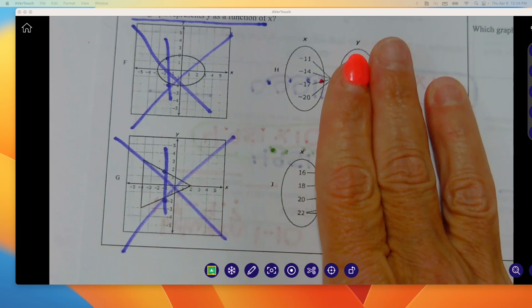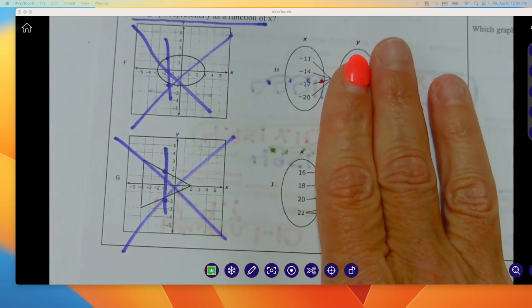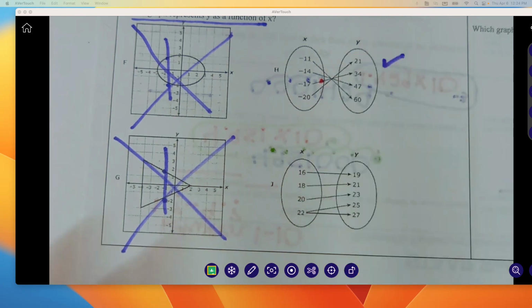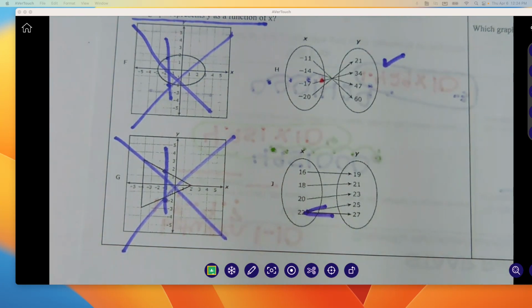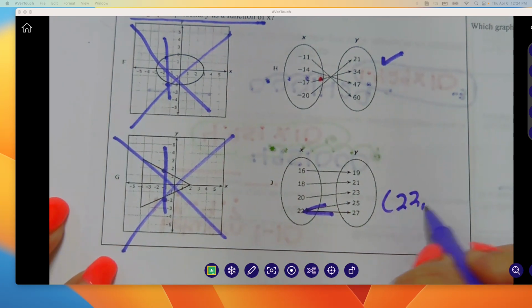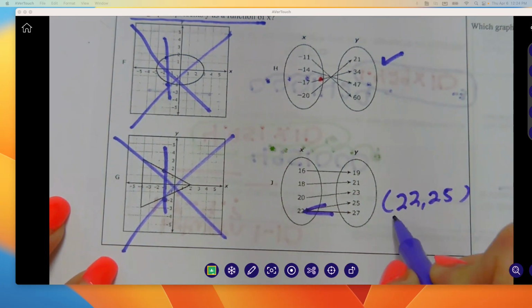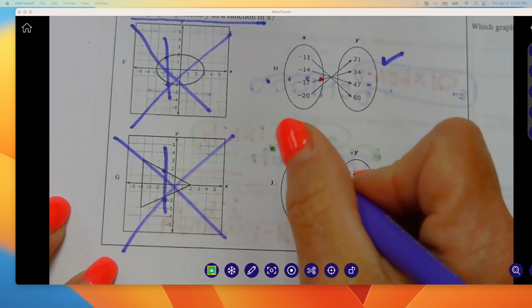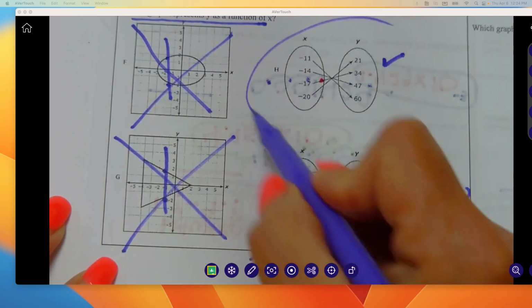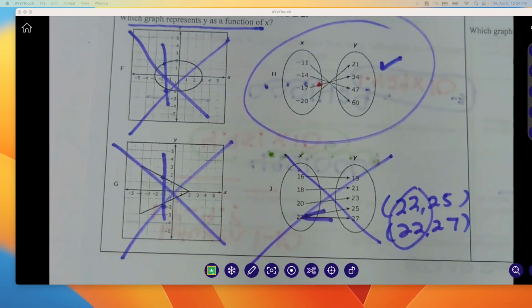So let's look at letter J. First, you're going to look at, do any of those x repeat? No, none of them repeat. But if you notice, 20 has 2 lines leaving. That means if I would write the ordered pair, that would be 22, 25, 22, 27, and that 22 repeats. So therefore, this is not a function. So your answer is letter H.